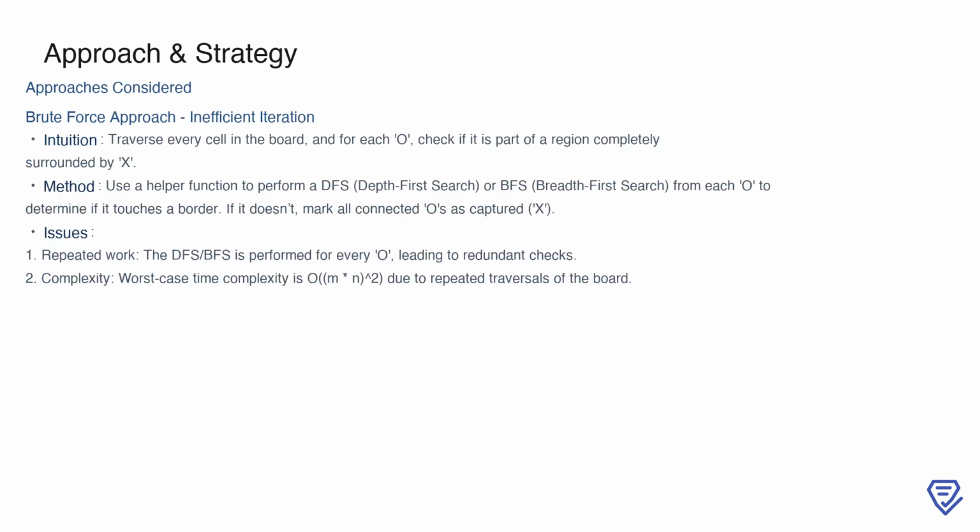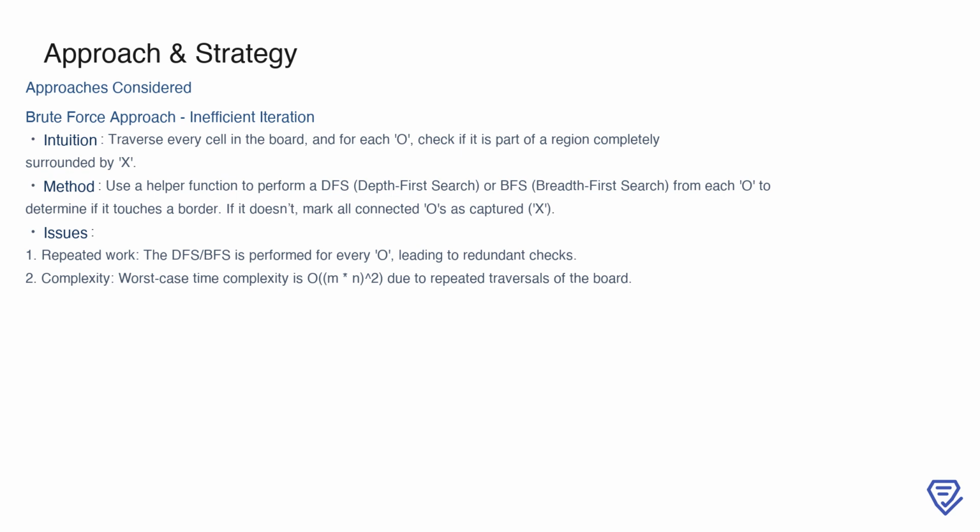To start, let's consider the brute force approach. The intuition behind this method is to traverse every cell in the board and check each O to determine if it is part of a region completely surrounded by X. This is done using a helper function that performs a depth-first search or breadth-first search from each O to see if it touches a border. If it doesn't, all connected O's are marked as captured, converted to X.